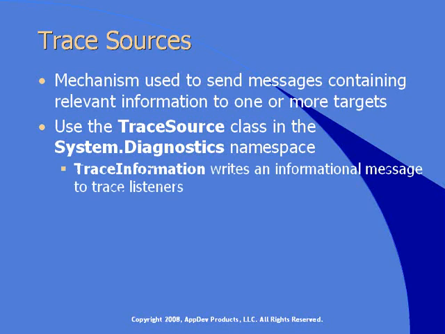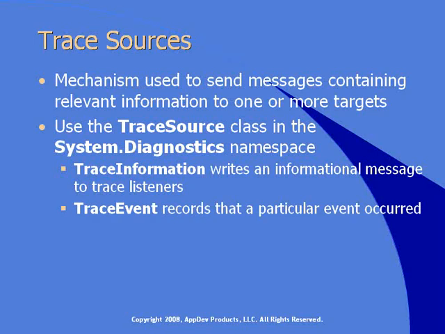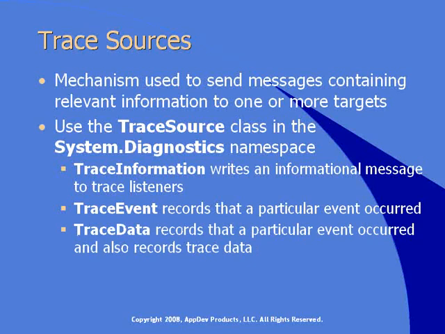And there are three methods that you'll use. The trace information method writes an informational message. The trace event method records that an event has occurred. And the trace data method records not only that an event occurred, but also records data about that event. So if you just want to record that somebody started the application or data was retrieved from a table, you can use trace information. If you want to record that invalid data was entered or that an exception was handled, you could use the trace event method. And if you also wanted to record information about what was happening when that event occurred, you could use trace data.